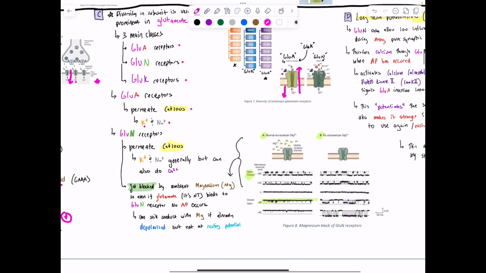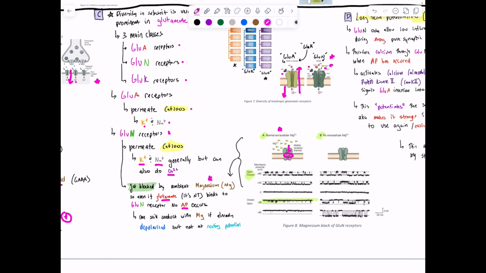All right, and then another one is GLU-N. GLU-N is also going to permeate cations, potassium and sodium, but it can also do calcium. GLU-N, though, as we can see here, you have the neurotransmitter binds, but it can actually get blocked by magnesium. And so GLU-N receptors can get blocked by magnesium. So even if glutamate is bound to it, no action potential can occur. Basically you have magnesium, and you can see that it's bound to the receptor, and so no cations could get through that.